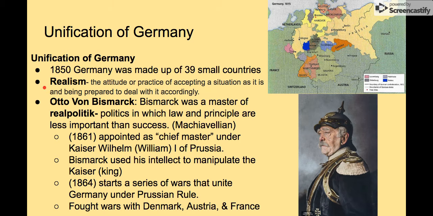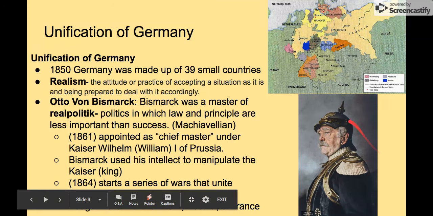Now, realism is in contrast to idealism, which came out of the French Revolution, this obsession with what society could be. Realism was more concerned with the attitude of accepting the situation as it is and dealing with it accordingly. So you have to bring about your own reality under the concept of realism. And there was no one who embodied this more than a man by the name of Otto von Bismarck.